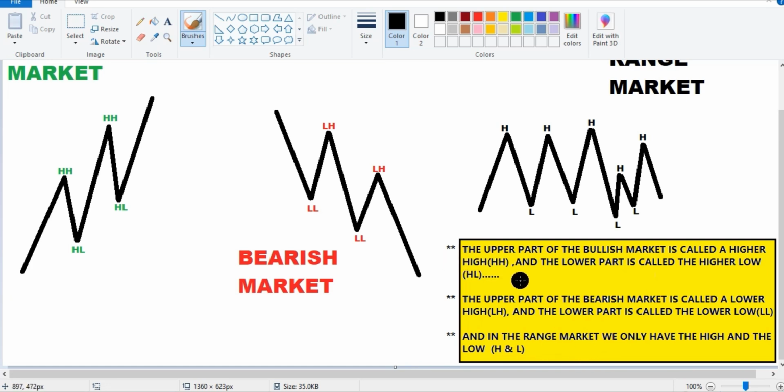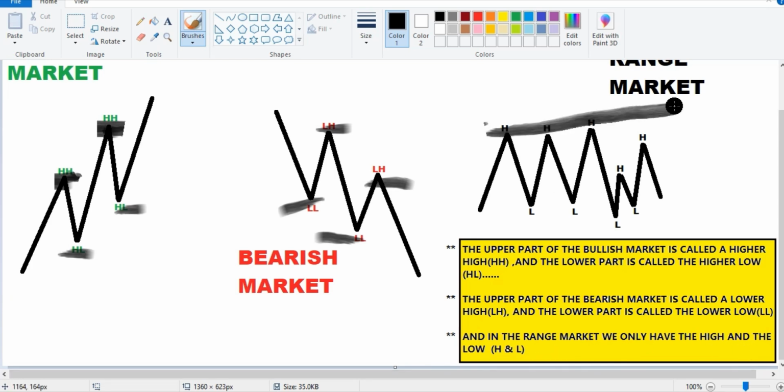The first one I wrote is, the upper part of the bullish market is called the higher high, which is this. These are the upper parts of the bullish market. And the lower part is called the higher low, which is this part. All right? The second one I wrote is, the upper part of a bearish market is called a lower high, which is this part. And the lower part is called the lower low, the LL. While in the range, we only have the highs and the lows, which is the upper part, which is the highs, and the lower part, which is the lows. Hope I was not so fast.